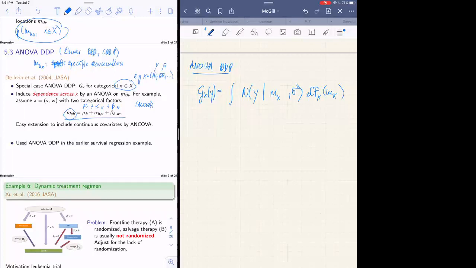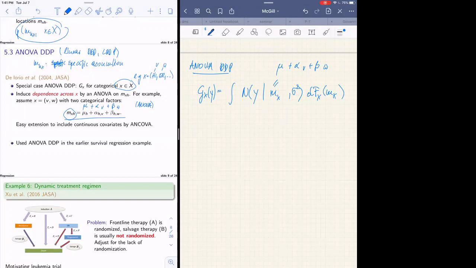Where that M sub X we could write as mu plus alpha sub V plus beta sub W. And the integral is just a concise way of writing a summation. And when we write the summation with summation index H, that would introduce the second index H there. So this would be the DDP ANOVA model with an additional convolution with a continuous Gaussian kernel in this case.